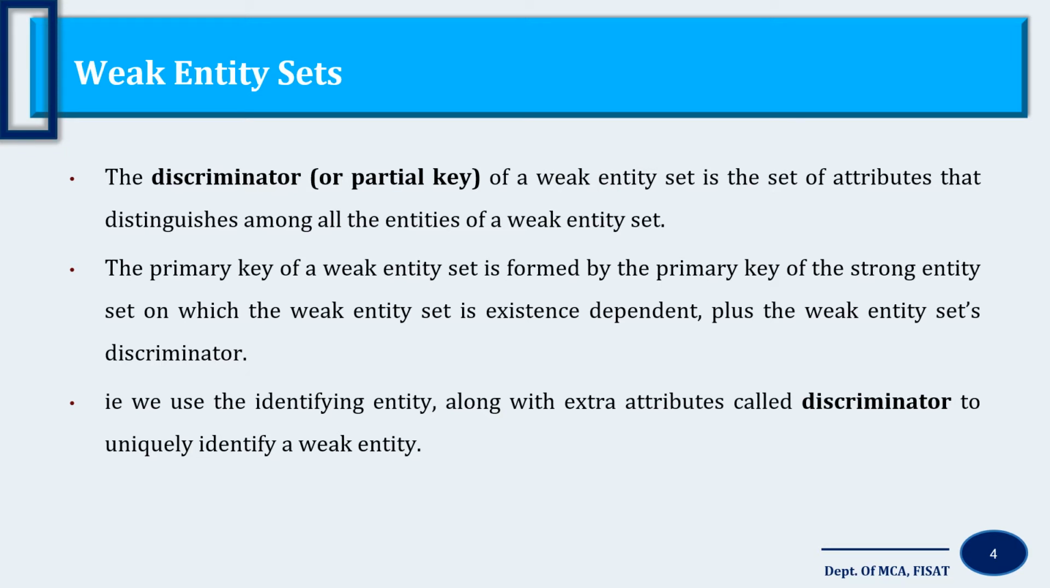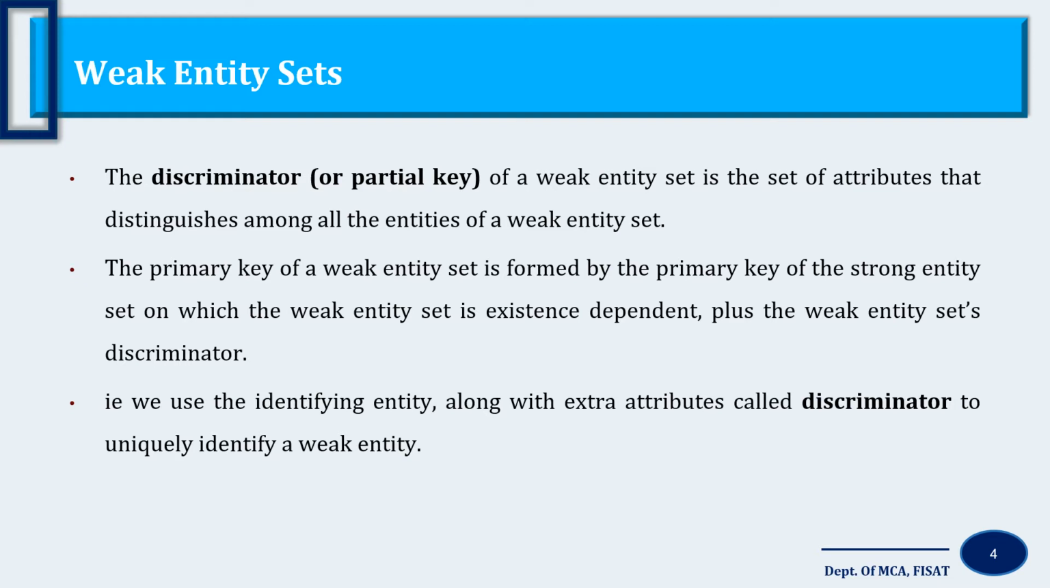The set of attributes in the weak entity set that distinguishes among all the entities in the weak entity set is called a discriminator or a partial key. I'll say it once again. The set of attributes that distinguishes among all the entities in the weak entity set is called a discriminator, also called a partial key.